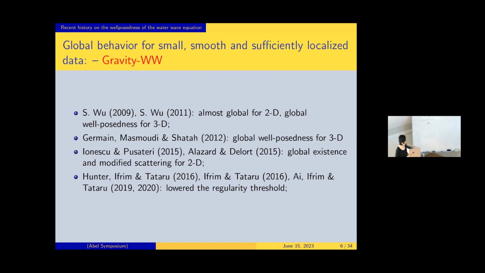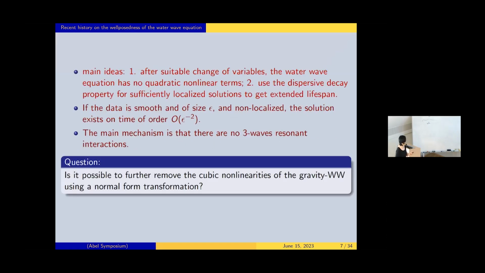And in the work of Ionescu, Pusateri, Alazard, Delort, they were able to extend the 2D result to global using modified scattering. Okay. And in this work, they lower the regularity threshold. So Daniel just talked about it in the last talk. So the main idea in all this work is to use the fact that there's no three-wave resonant interaction.